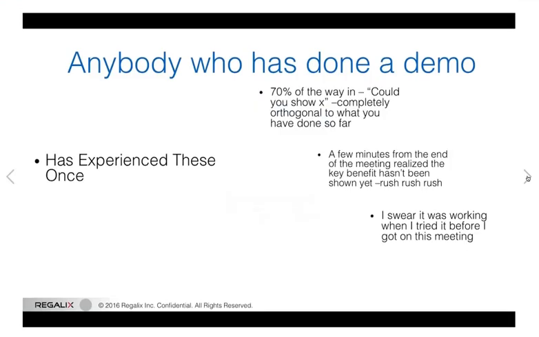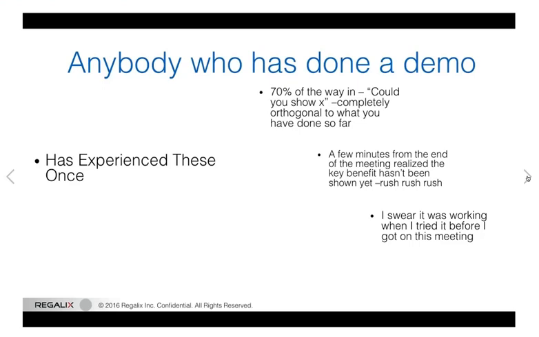Now, anybody who has done a demo has experienced one of these things. Way into the demo, you realize that the customer is asking questions about stuff that you didn't talk about and didn't intend to talk about. You realize very close to the end of the meeting that there were a few key features that you needed to show that you never got around to showing. And of course, then there is the nightmare scenario where you're showing live product. You had checked it 5 minutes before you got on the demo, and it was working, and in front of the prospect it does not.